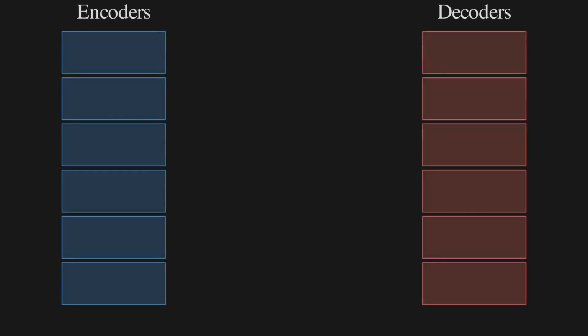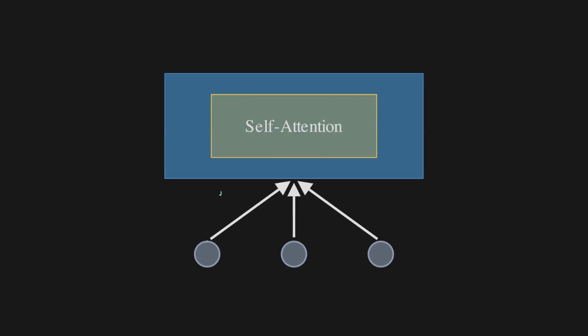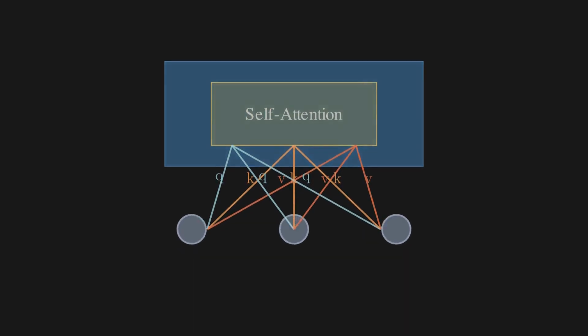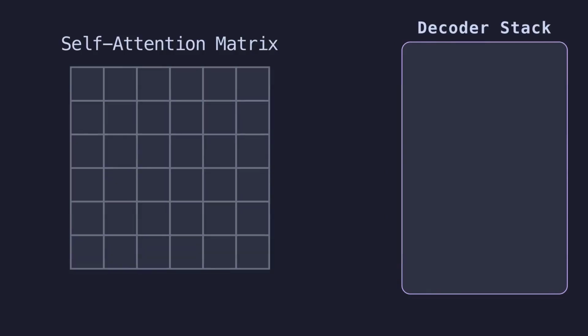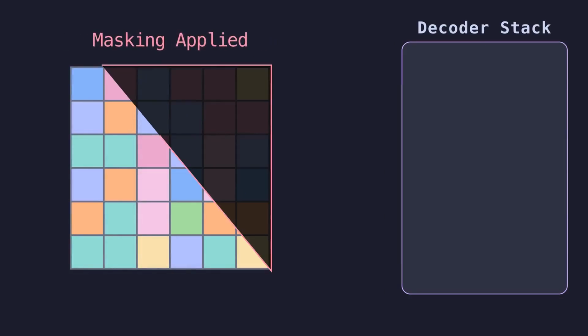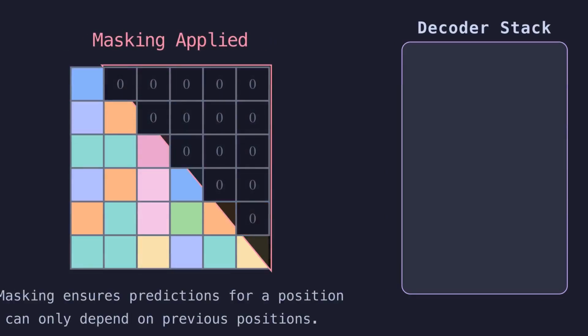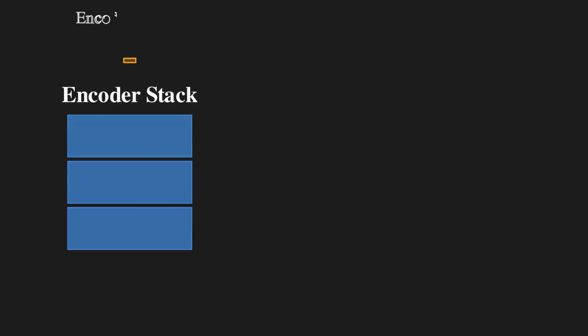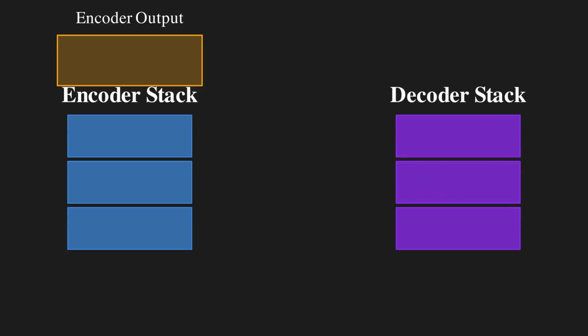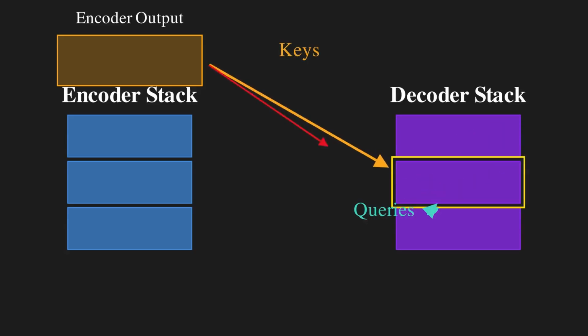In encoder self-attention, the queries, keys, and values all come from the output of the previous encoder layer. Every word can attend to every other word in the input sentence to build a better representation. In the decoder, we apply a mask to preserve the auto-regressive property. This ensures that the prediction for a word only depends on the words that came before it. In encoder-decoder attention, the queries come from the decoder, but the keys and values come from the output of the encoder. This is the crucial step where the decoder looks at the entire input sentence.